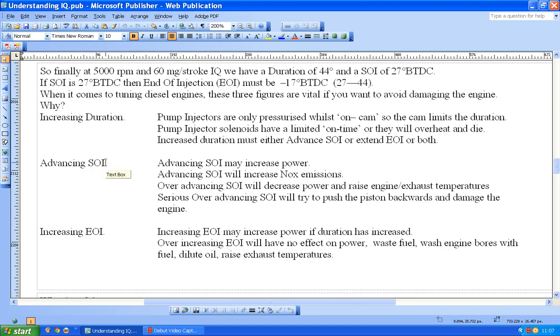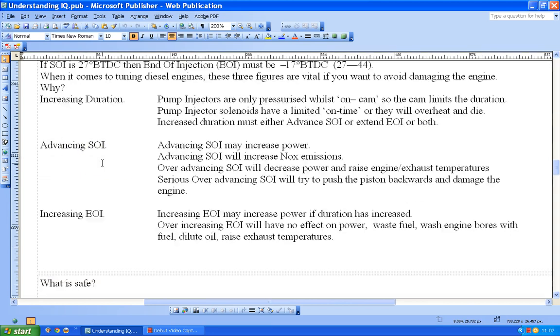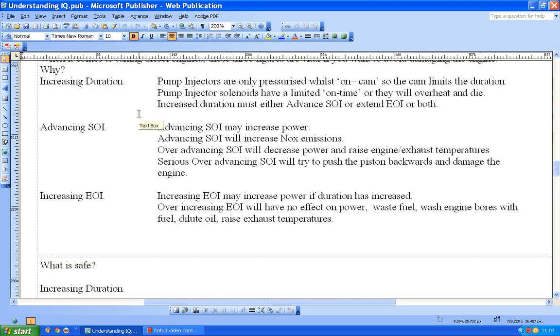Now, even if you're not changing duration and you just want to advance start of injection, what can we do there? Well, if we advance start of injection, we might get a slight increase in power. There's a fair chance we'll increase emissions, especially nitrogen oxide emissions. If we over-advance it a little bit, we may end up getting less power than we think, and that may raise the engine temperature or even the exhaust temperature, but it might well raise the engine temperature.